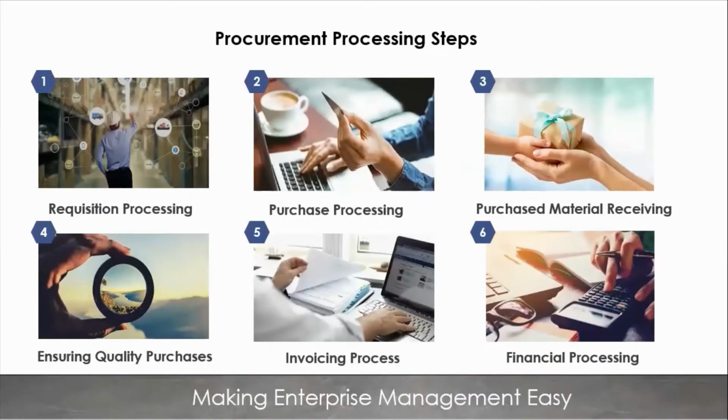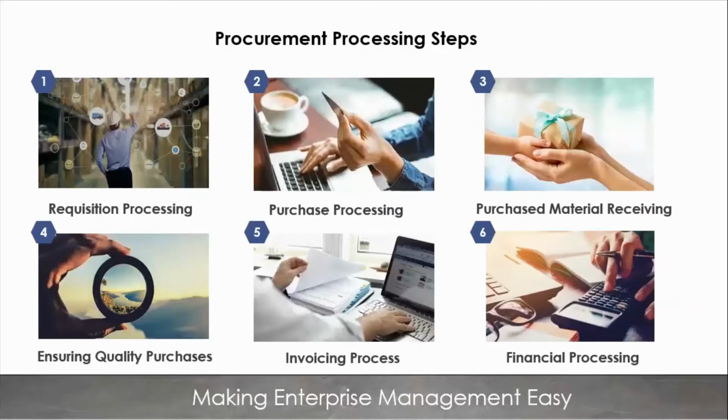Procurement processing basically comprises 6 steps. First step is requisition processing. Requisition is a request for goods or services made by an employee to a person or a department within a company. The second step is purchase processing. The purchase processing is a formal process that needs to be followed within an organization as per the company's policies. The third step is purchased material receiving. The name is quite elaborative itself.